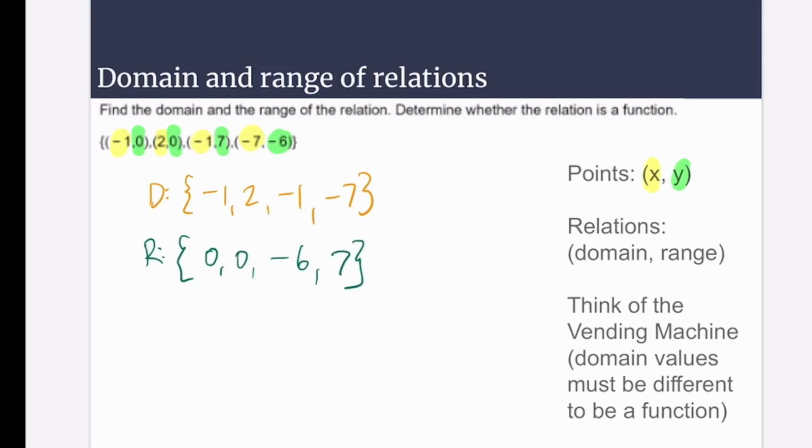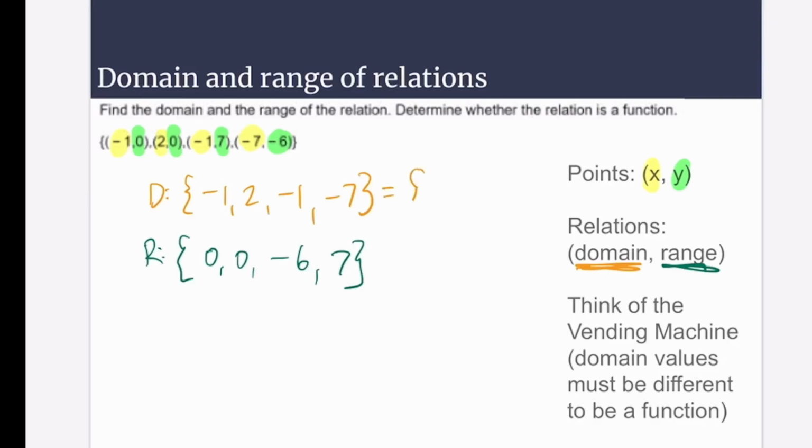Typically they're put in numerical order, so smaller numbers left. They also typically don't repeat numbers, and that's going to be the key. So domain has to do with the x values, the range has to do with the y values. So that's the domain, that's the range.